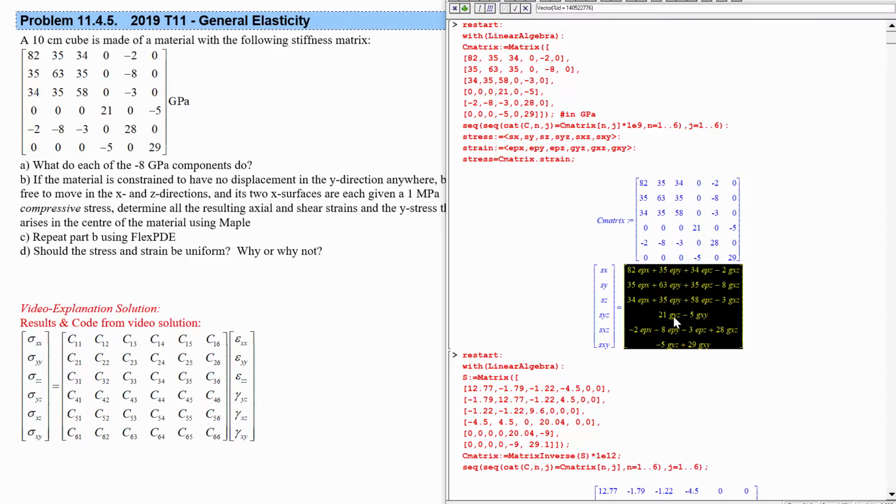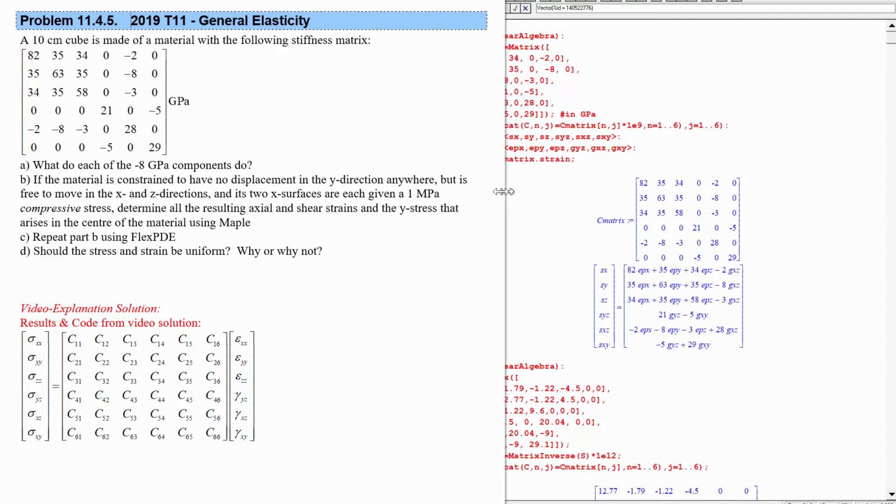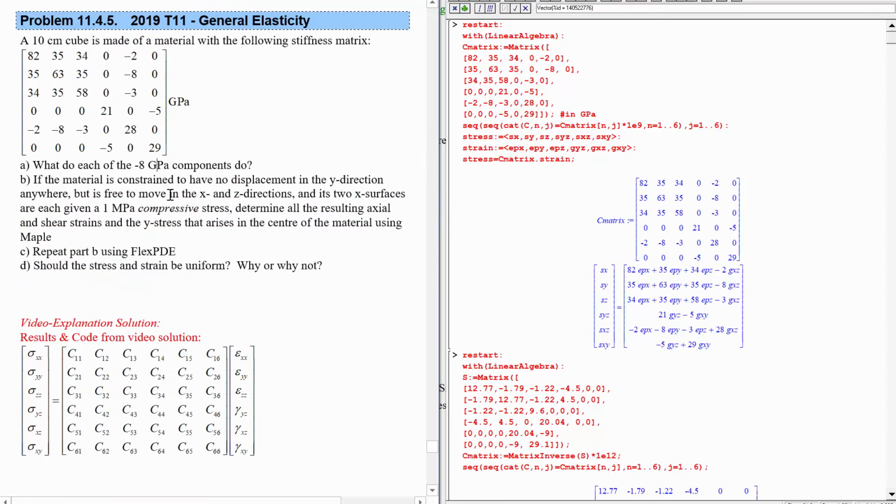You see some anisotropic coupling showing up where we have more than 3 components here because of those extra ones in the 5th column and the 5th row, which means we've got some extra stuff going on for Sxz. In this particular case, the material is constrained to have no displacement in the y direction anywhere. As we talked through before, this means that epsilon y is going to be 0, but that doesn't tell us anything about the shear components.